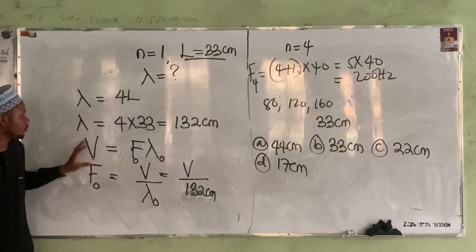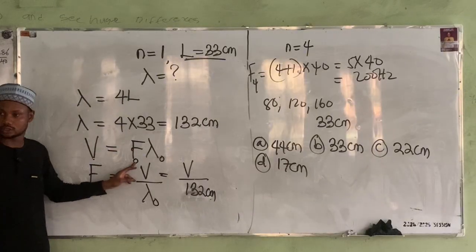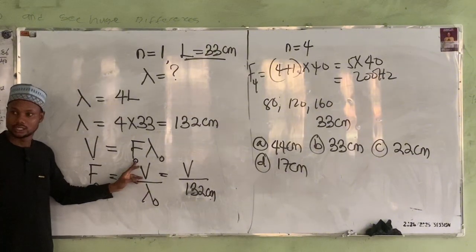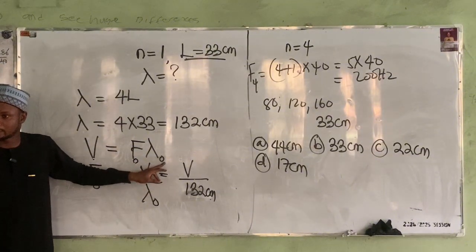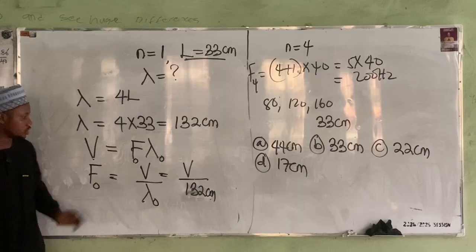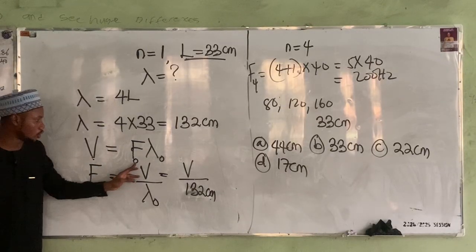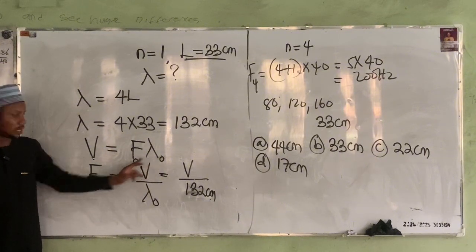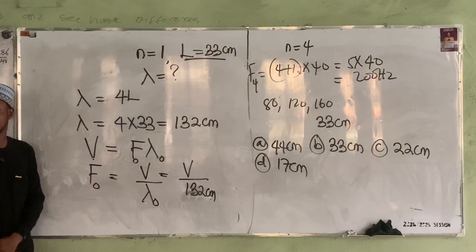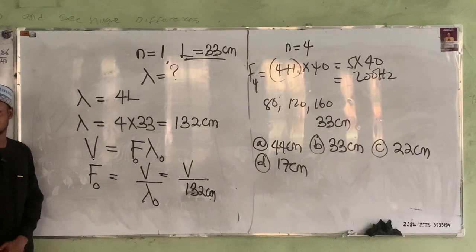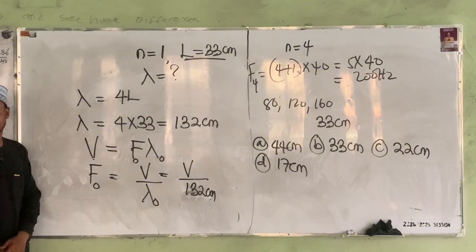So relating to the fundamental formula, that is V is equal to F naught lambda naught. If this is the fundamental frequency, that means this also will be the fundamental wavelength, right? So using this formula, V equals F naught lambda naught. Making F naught the subject, since this is given to us here. Why are we making F naught the subject? Because it's only F naught that is related to the overtone frequency. Do you remember the formula for overtone frequency? Do you remember the formula for closed pipe? What is the formula for overtone frequency?